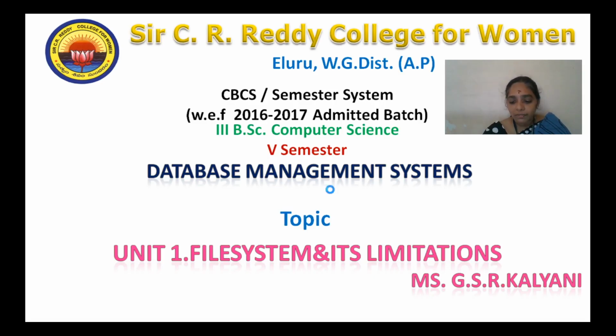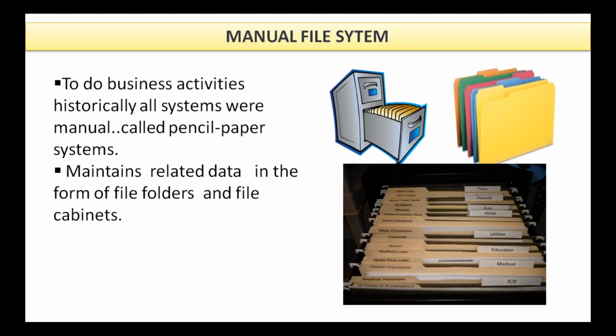Okay students? Coming to the manual file system. In olden days, to do all activities, they just followed manual systems. Those manual systems are called pencil and paper systems. In a manual file system, we collect related data together, and it maintains the related data in the form of file folders and file cabinets.